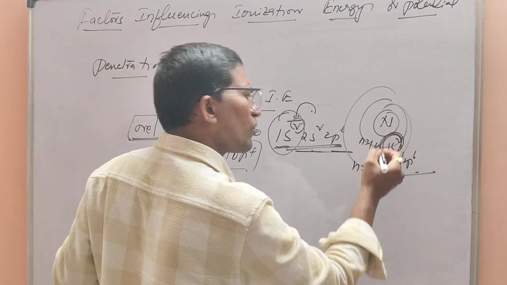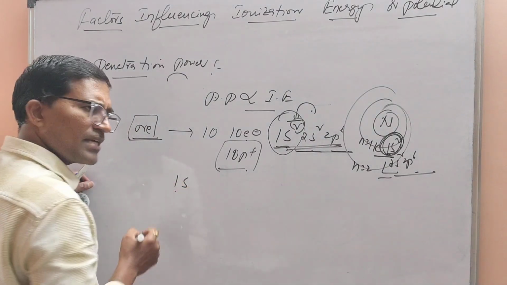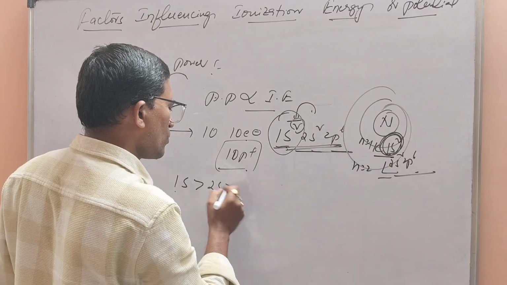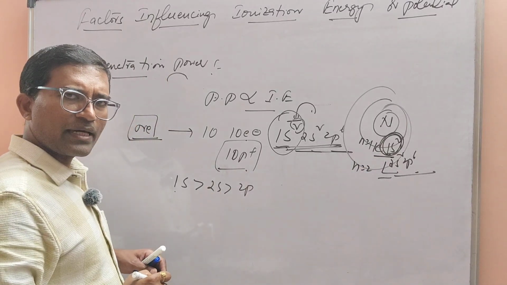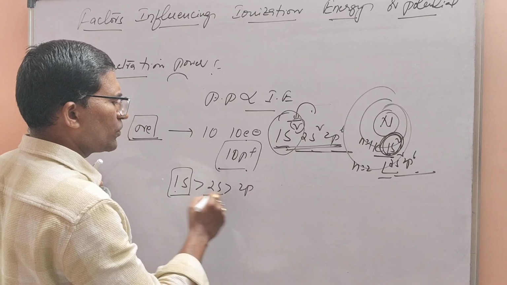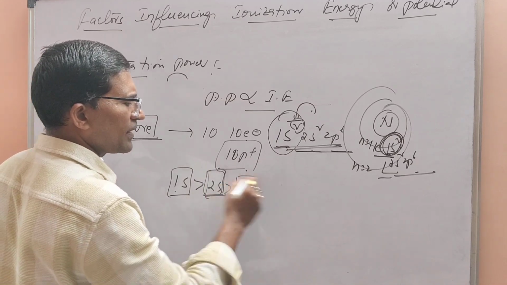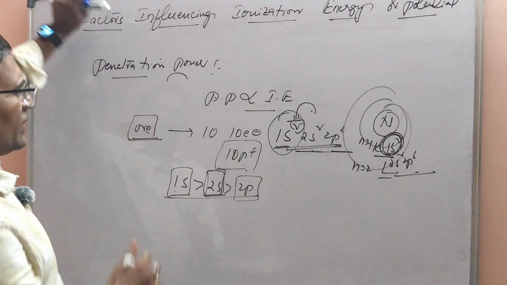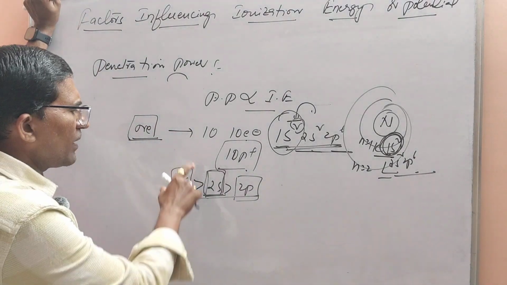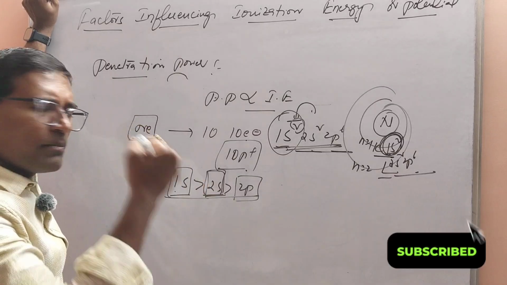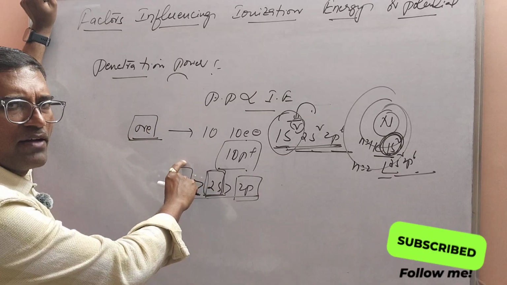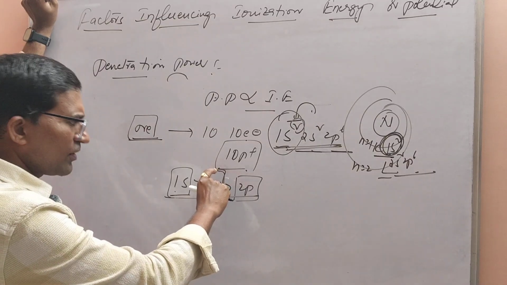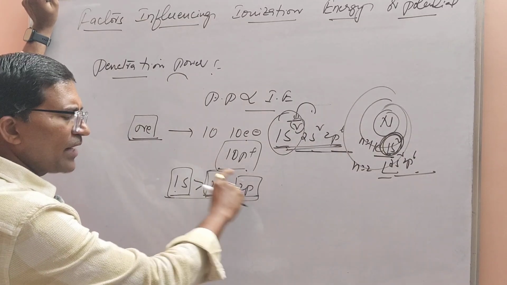So penetration power is more for 1s. Penetration power of 1s is more than 2s, and penetration power of 2s is more than 2p. Okay. So 1s is having more penetration power than 2s, and 2s is having more penetration power than 2p. Understood? So among all these three orbitals, penetration power is more for 1s. So you require much energy to remove the electron present in the 1s level compared with the 2s. You require more ionization energy to remove the electron present in the 2s than that of 2p.